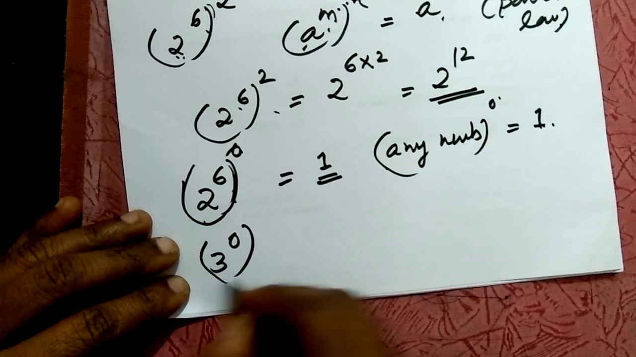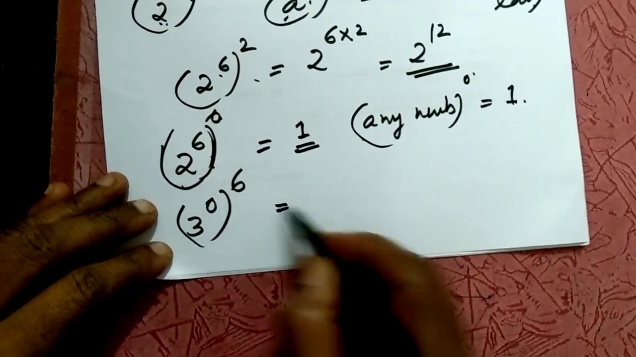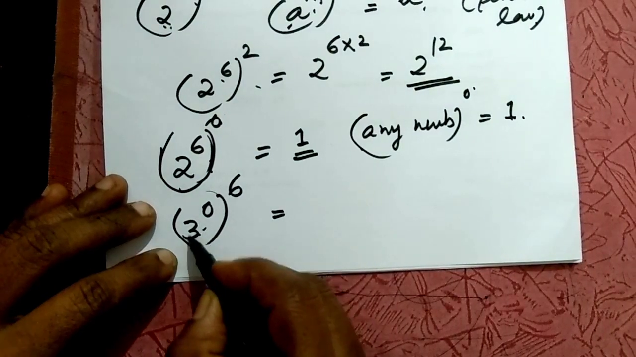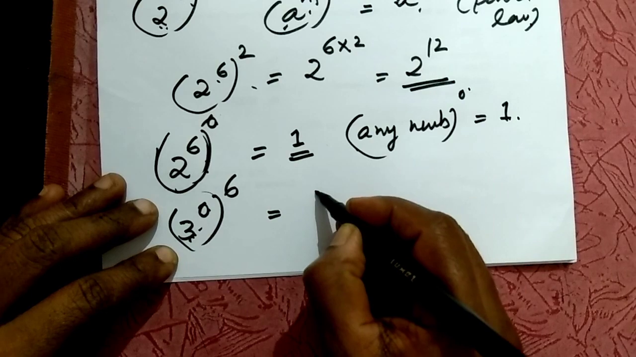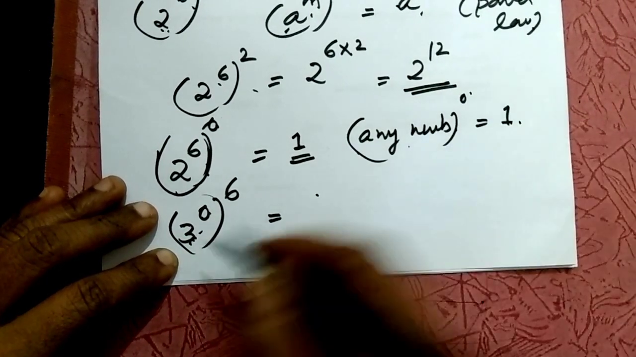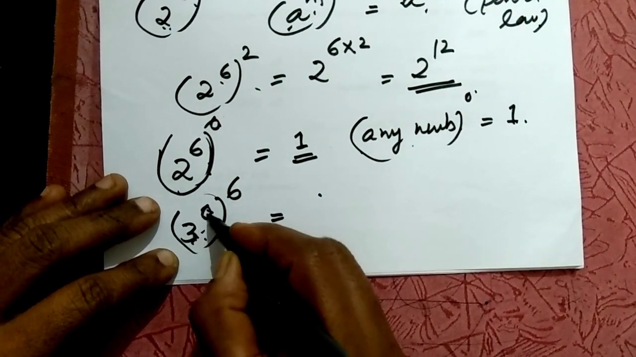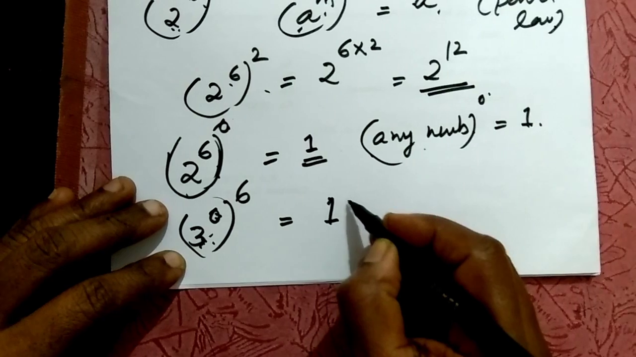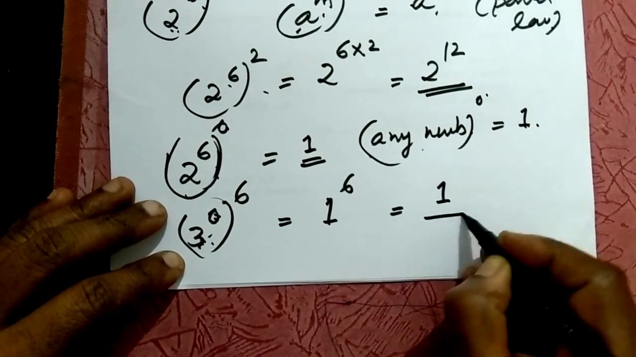Then 3 raised to 0 whole raised to 6. What will be the answer? What is 3 raised to 0? We have learned that any non-zero number raised to the power 0 is equal to 1. So 3 raised to 0 we can write as 1. So 1 raised to 6. What is 1 raised to 6? 1 raised to 6 is equal to 1.